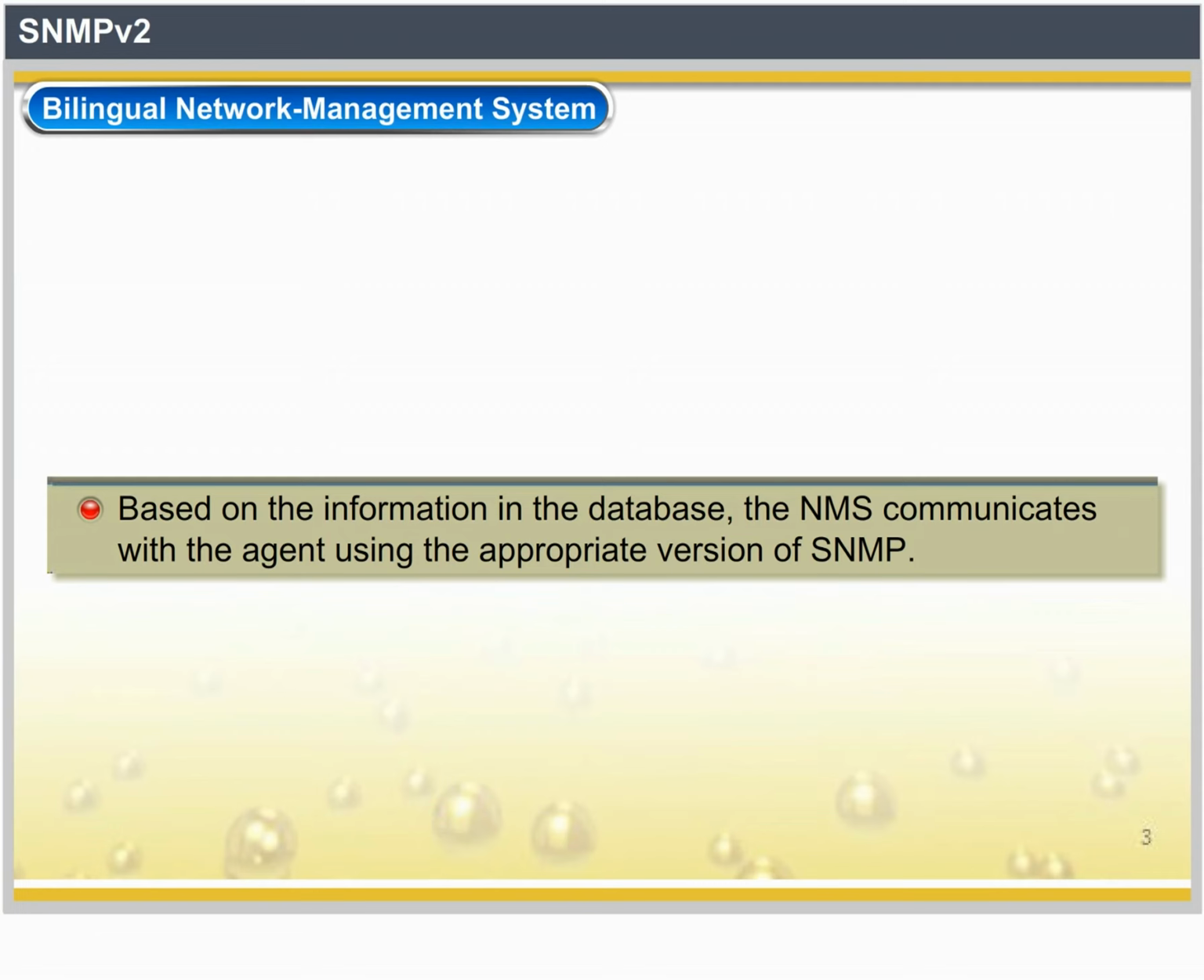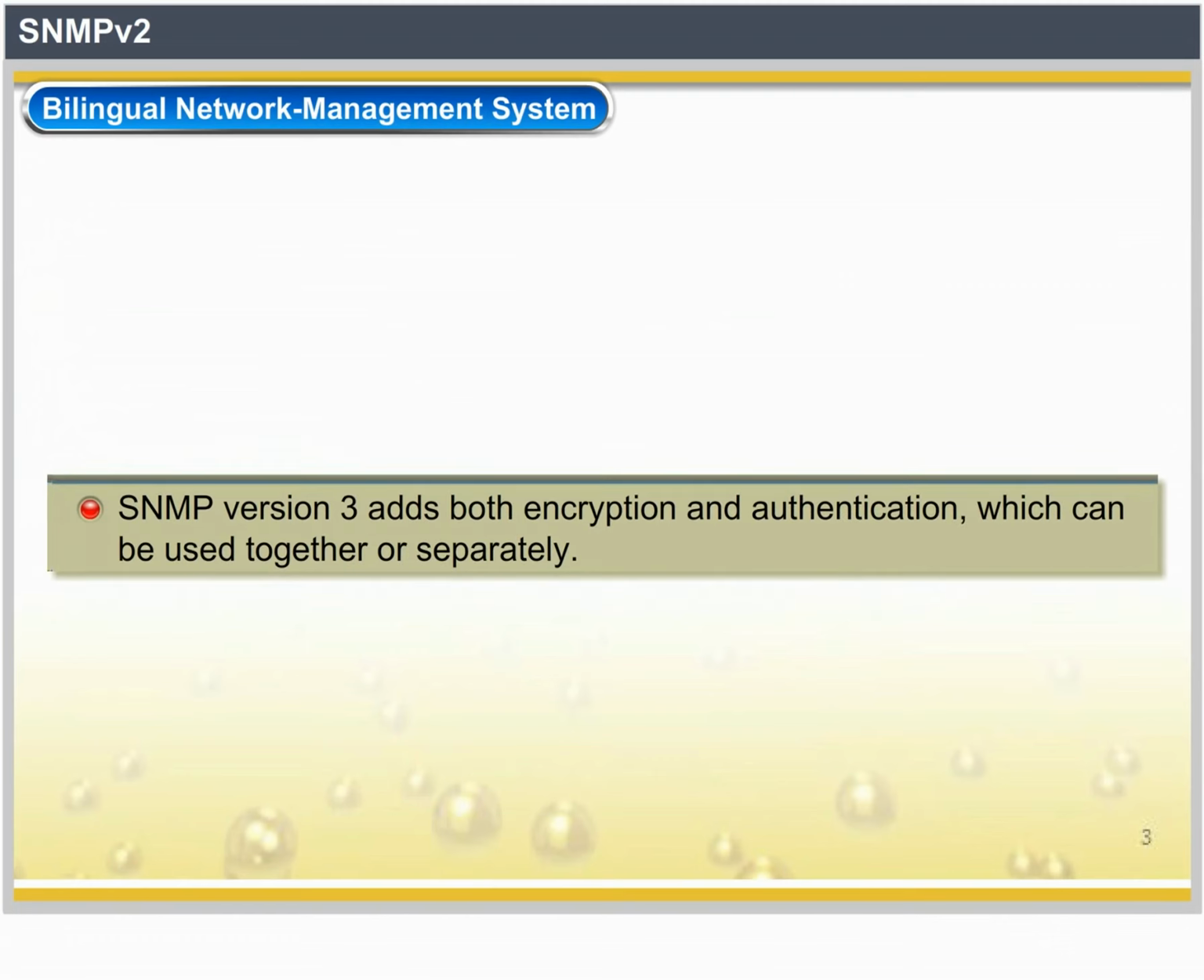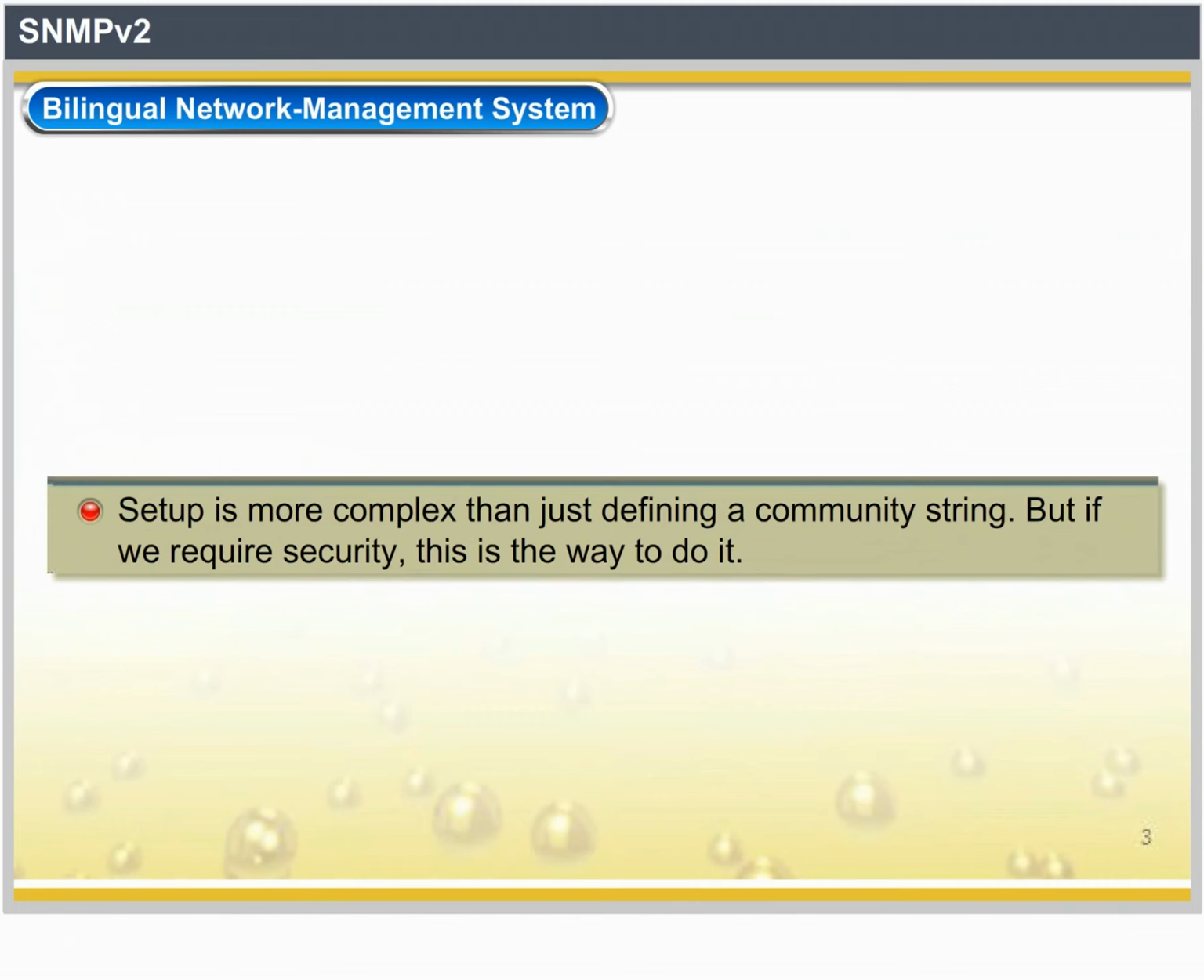SNMP version 3 adds security to the 64-bit counters. SNMP version 3 adds both encryption and authentication, which can be used together or separately. Setup is more complex than just defining a community string, but if we require security, this is the way to do it.